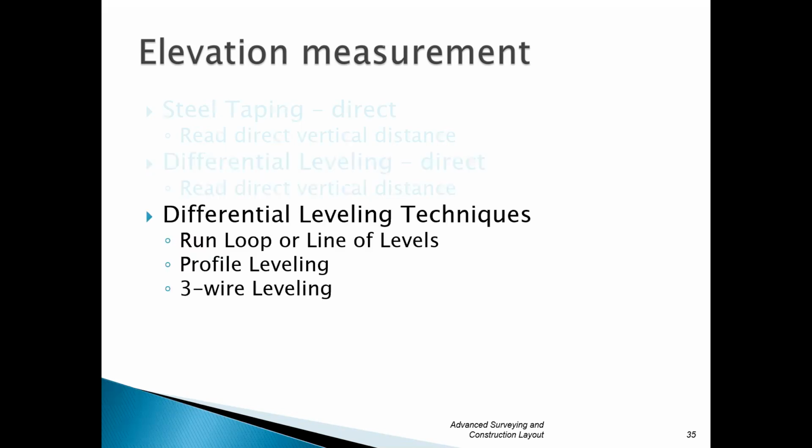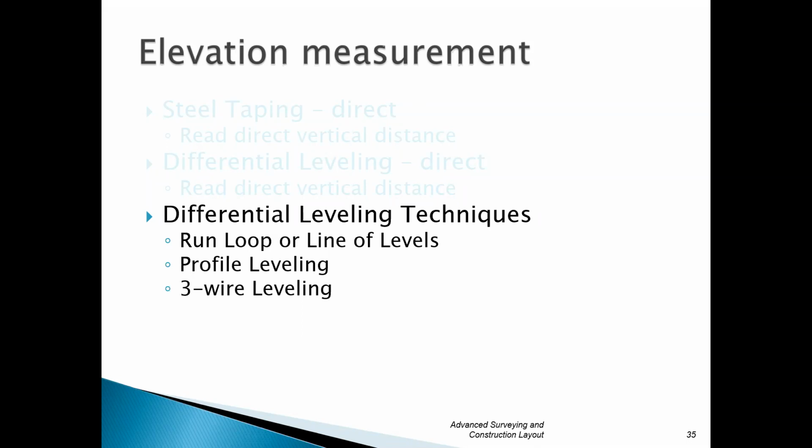For differential leveling techniques, there are three primary types: running a loop or line of levels, profile leveling, or three-wire leveling. A loop is where you start at one point and end at the same point. A line of levels is where you go from one point to another point. Profile leveling is a method where you're not setting up the level quite as much. I'll talk a little bit more about this because we're running out of time here, so I'm going to come back to this.